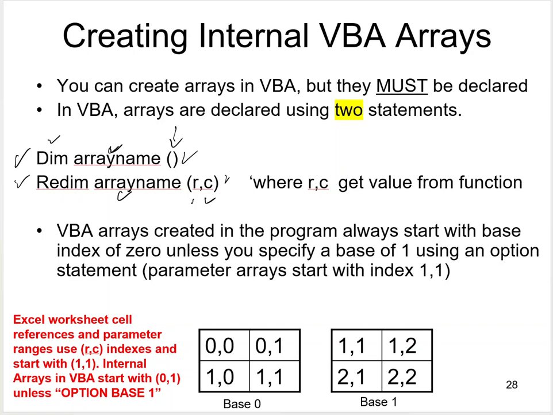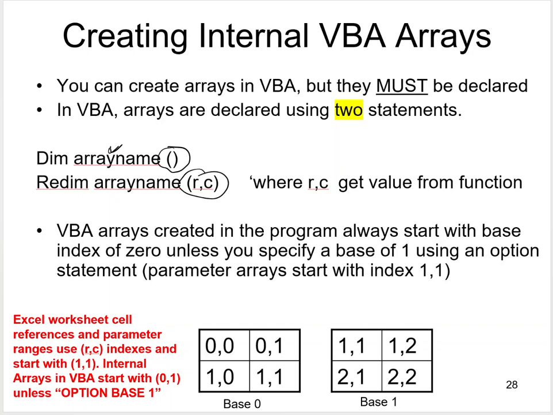All right. So that's really weird. You have to dim and redim. Why can't I just dim it in the first step? And I assume it has to do with the fact that VBA has to be told it's an array. So you first tell it it's an array, and then tell it the dimensions.